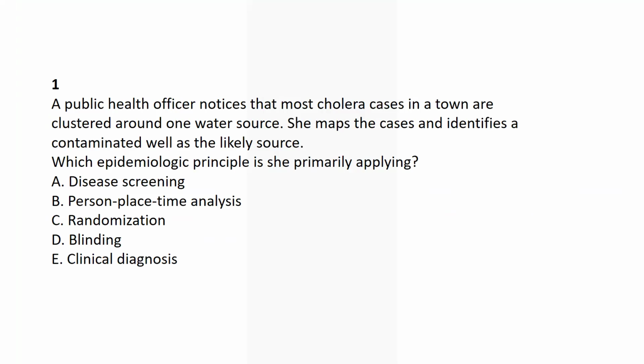First question is, a public health officer notices that most cholera cases in a town are clustered around one water source. She maps the cases and identifies a contaminated well as the likely source. Which epidemiologic principle is she primarily applying? Option A, disease screening. Option B, person, place, time analysis. C, randomization. D, blinding. And E, clinical diagnosis. B is the right answer.